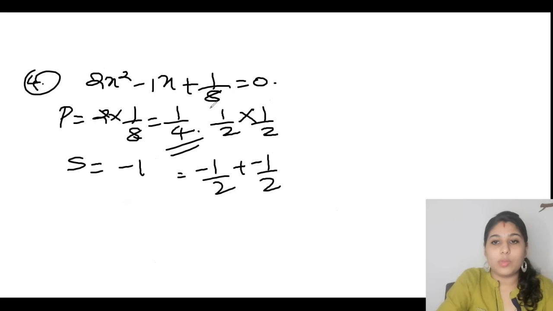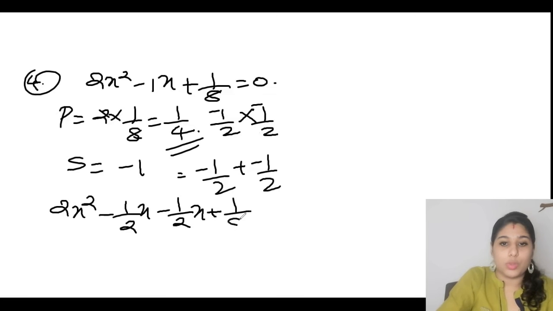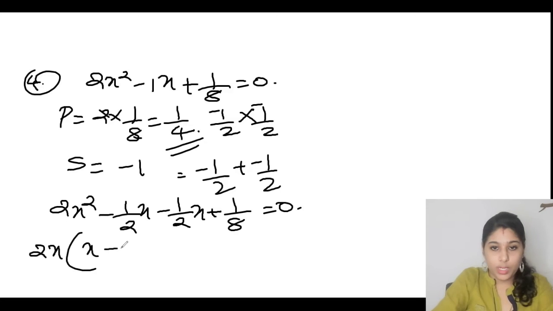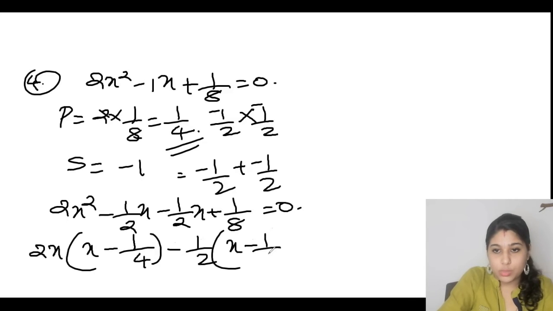So here also minus 1 by 2 into minus 1 by 2 is plus 1 by 4. So we can split: 2x square minus 1 by 2 x minus 1 by 2 x plus 1 by 8 is equal to 0. If I am taking 2x out, it will be x minus 1 by 2... I cannot take 2 out from here, so I am making 2 multiplied by the denominator, minus, same way here 1 by 2 into x minus 1 by 4 is equal to 0.